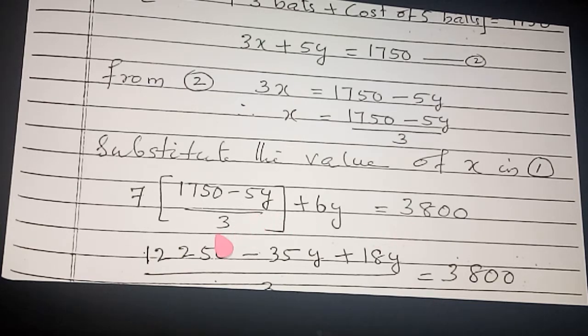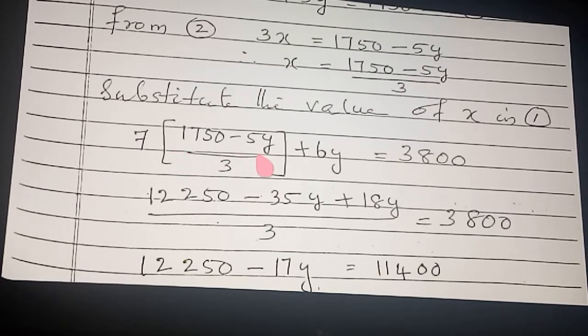Now here I open the bracket and take the LCM together. See here, first we open the bracket. 7 into 1,750, multiply and write. Here is a minus sign, so minus 7 into 5, 35y. Here is a plus sign, so plus, and taking the LCM, 3 will multiply here. 3 into 6, 18. 18y, whole divided by 3, is equal to 3,800. Multiply yourself and do.